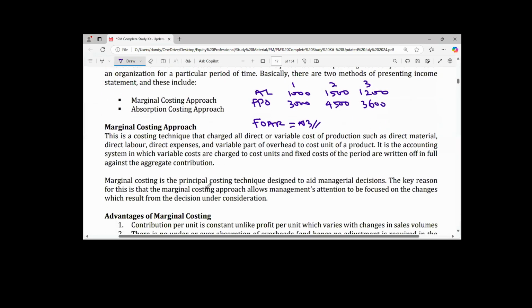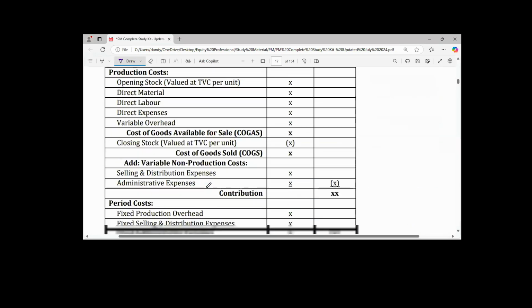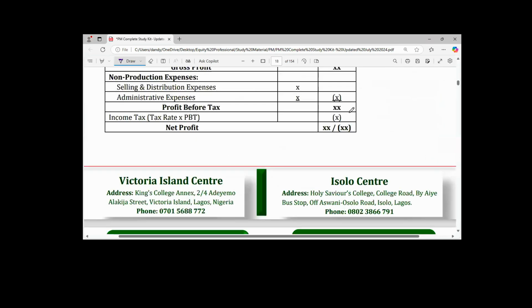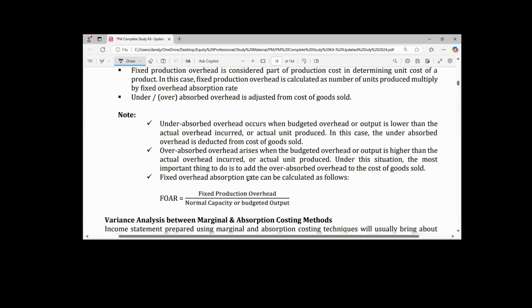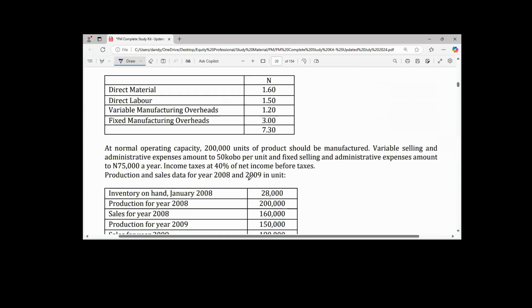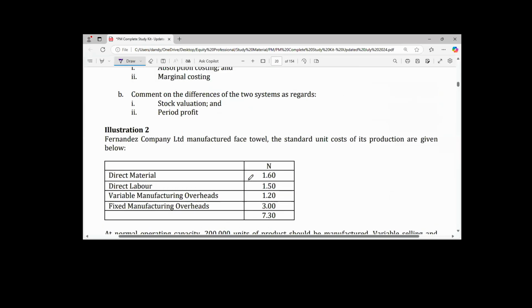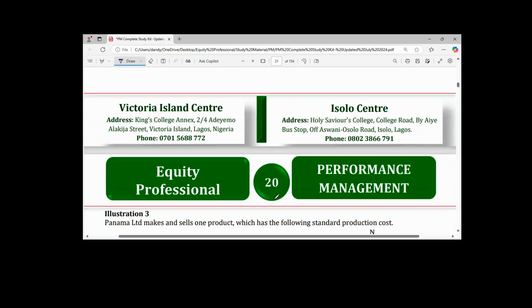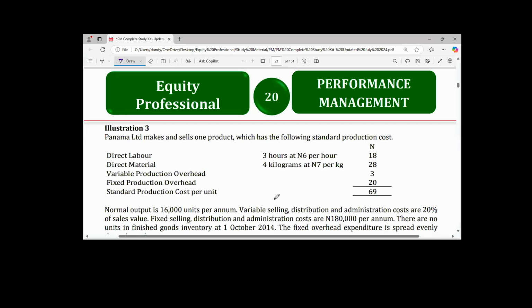So we solved the question on Fernandez. This is the format. Of course, I don't want to go into that. I've already talked about it. Illustration number 2 was what we solved. Okay, so let's have one more illustration, and we stop. That will be the end of operating statement. We now move to relevant costing.